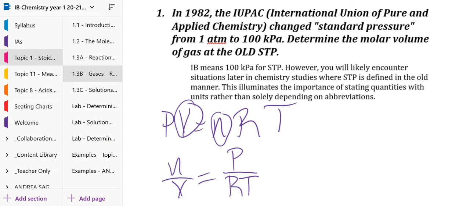So what's the pressure? And the old, it's in atmospheres, but we need it in kilopascals. So 1 atmosphere is how many kilopascals? 101.3 kilopascals.